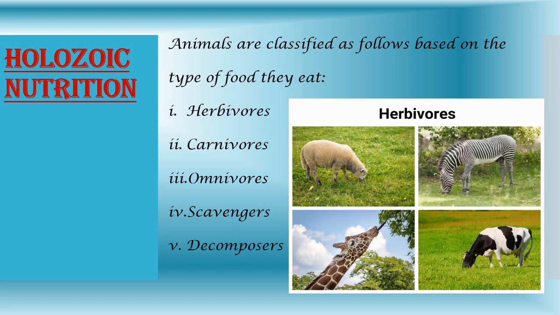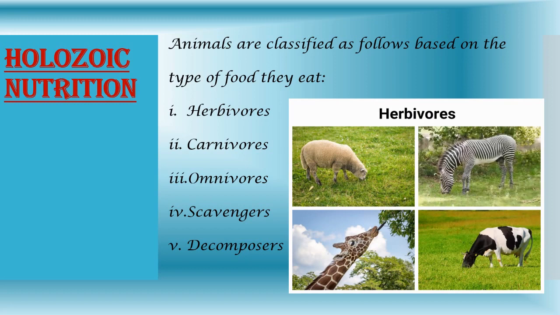For example, grazing animals, granivores, that is the animals who eat seeds. They are also called seed eaters. Then the frugivores, these are the animals who eat fruits and are also called fruit eaters, etc.